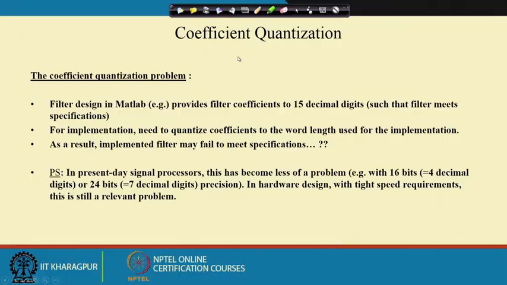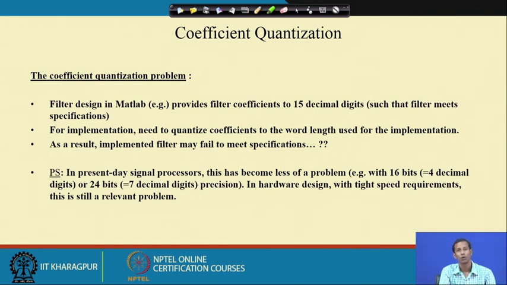Suppose, as I said in the last class, whenever we are doing filter implementation, we have to bother about the corresponding conversion in two areas. One is for the coefficient, and the other is for the arithmetic operation we are doing for the filter implementation. The quantization of the coefficient may create a problem.